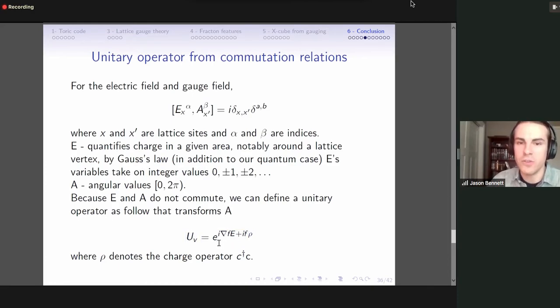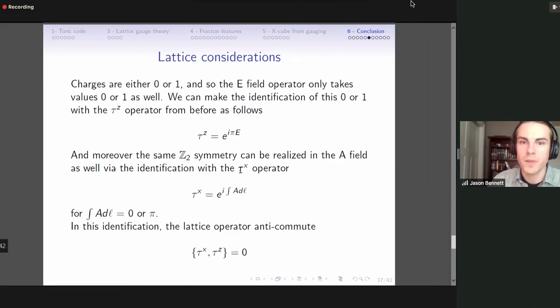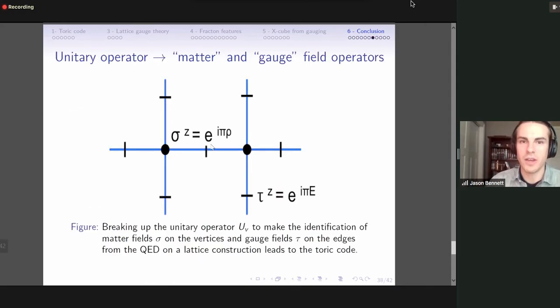When you have a Z2 symmetry, notably they're breaking up this component into the following, where you have this 1 or 0 based on your charge, and you have this integration around a particular vertex, which is either 0 or pi, again, based on your Z2 symmetry. And this was kind of what the lecture series ended on.